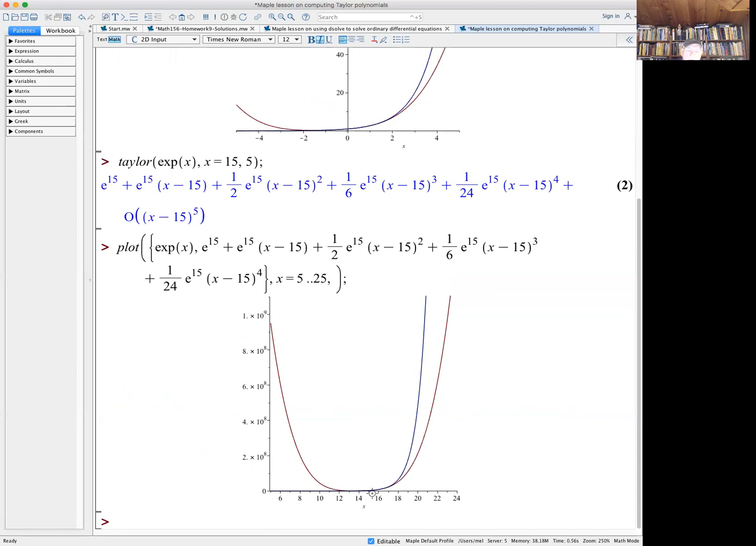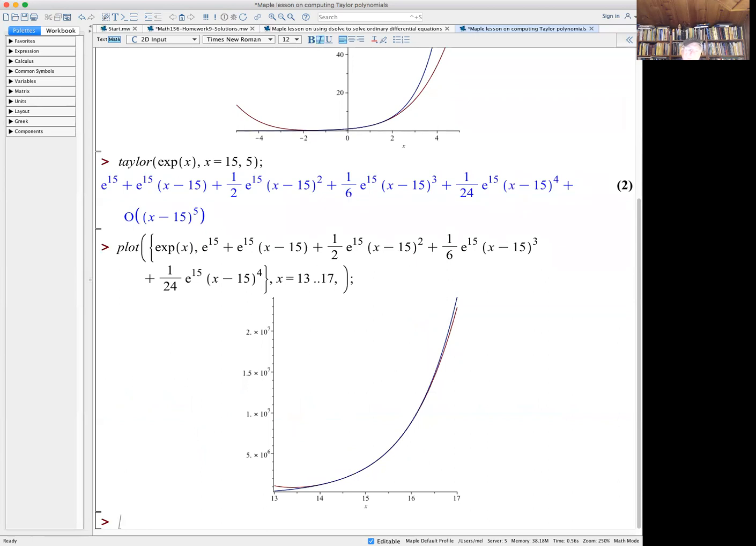well, here's 15. The red has to be the 4th degree polynomial, and the blue, but right around here, you can't tell them apart. Suppose we just do this in a little interval around 15, maybe from 13 to 17. Okay. So the blue is the exponential, the red is the 4th degree polynomial, but it looks like they're one on top of each other. You truly can't tell them apart.